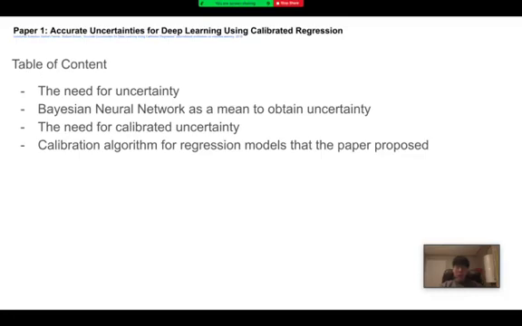The first paper that I reviewed was Accurate Uncertainties for Deep Learning using Calibrated Regression. I'll be first talking about the need of uncertainty and the Bayesian neural network as a means to obtain uncertainty, and the need for a calibrated uncertainty and calibration algorithm for regression models that the paper proposes.